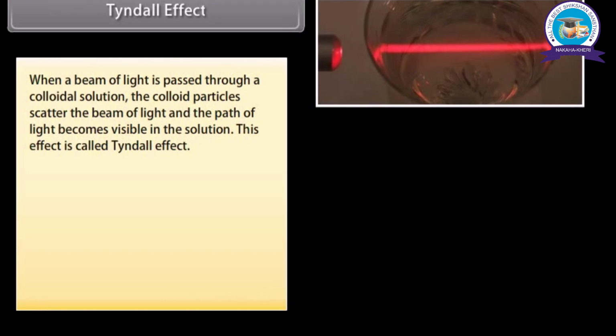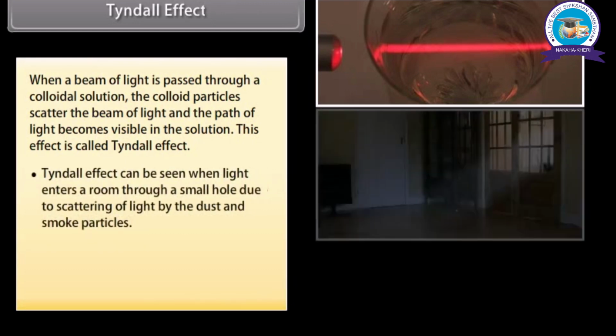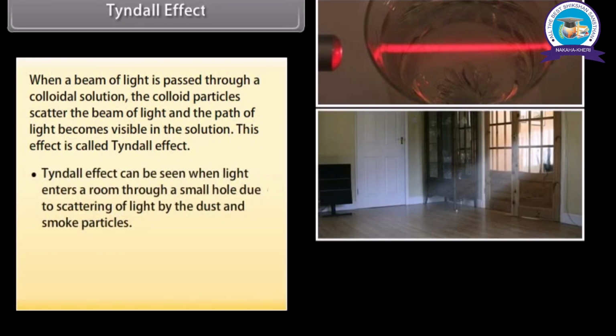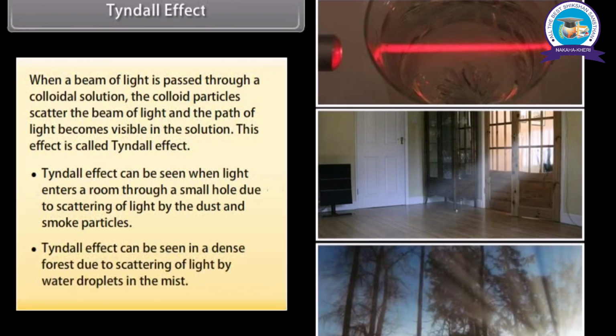Tyndall Effect. When a beam of light is passed through a colloidal solution, the colloidal particles scatter the beam of light, and the path of light becomes visible in the solution. This effect is called Tyndall Effect. Tyndall effect can be seen when light enters a room through a small hole due to scattering of light by the dust and smoke particles. Tyndall effect can be seen in a dense forest due to scattering of light by water droplets in the mist.